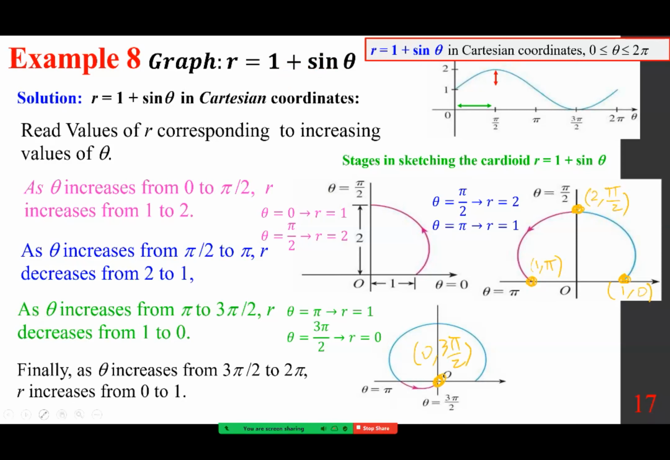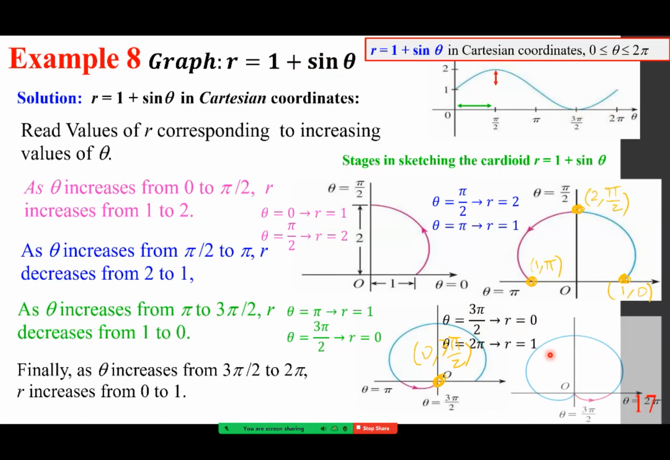And finally, as theta increases from 3 pi over 2 to 2 pi, it goes from 0, the y coordinate is 0 here, and the y coordinate is 1 here. It goes from 0 to 1, which means when theta is 3 pi over 2, we know R is 0. If it's 2 pi, when you plug it in here, the cosine becomes 1 and R is 0 again, and it goes like that.